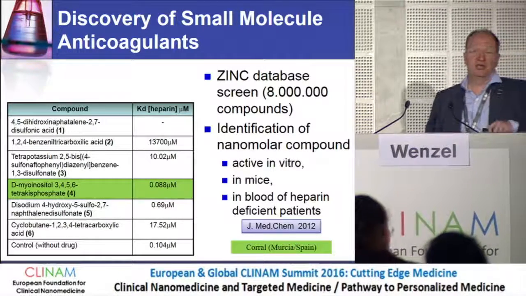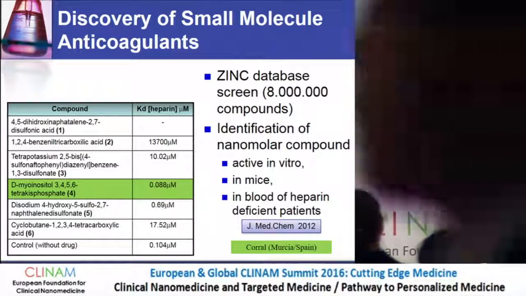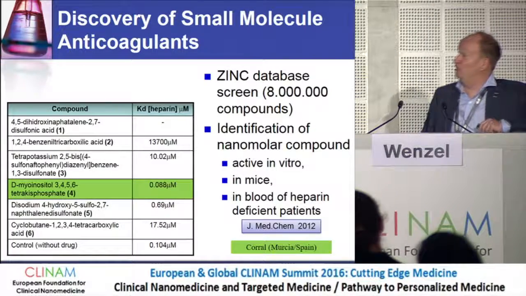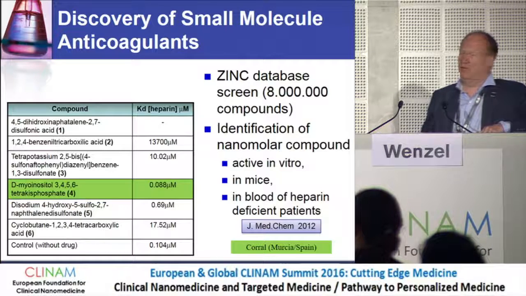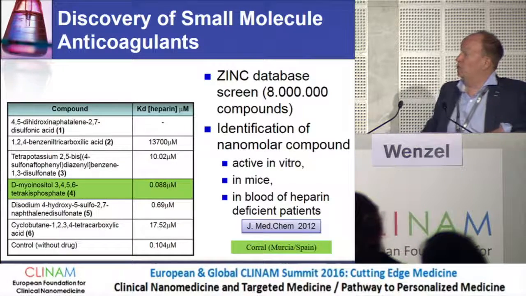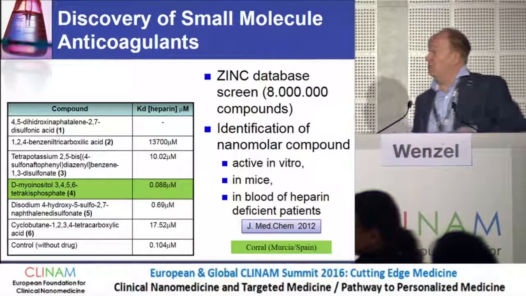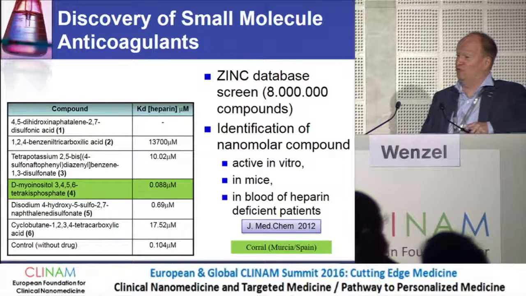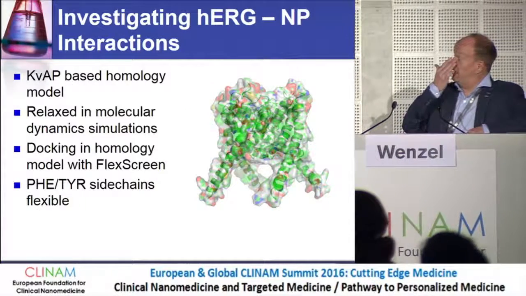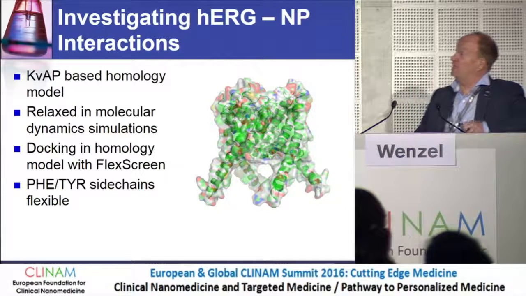high-scoring molecules. Since we don't have the synthetic capabilities which larger institutions, in particular industry, have, we could only take those that we could buy, and out of the 6 that we could buy, we were lucky to identify one nanomolar inhibitor, which was active in vitro, in mice, and in the blood of heparin deficient patients. This gives you an idea what in silico screening in the best of cases can do. The next step was hERG channel blockage.